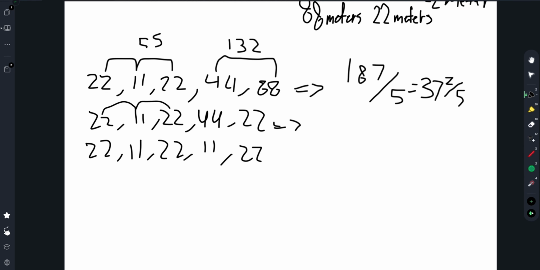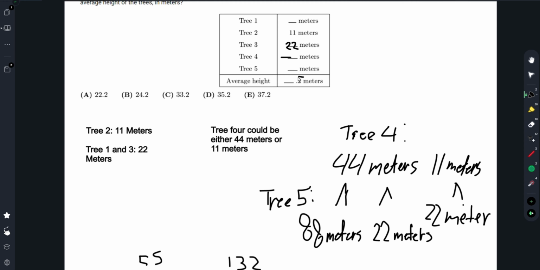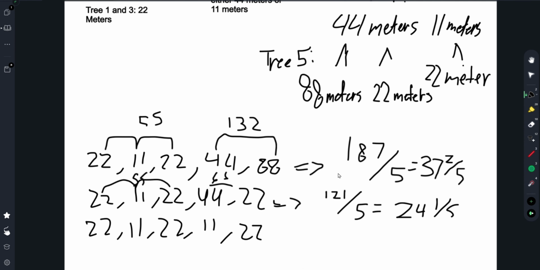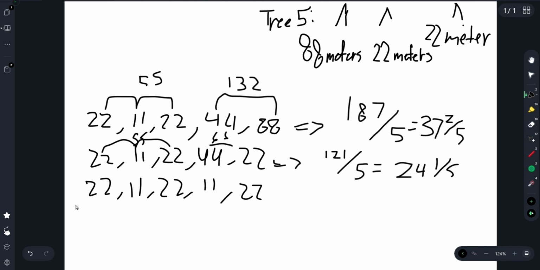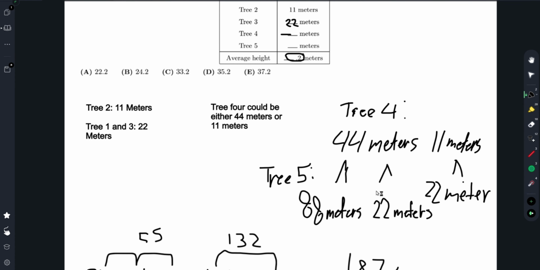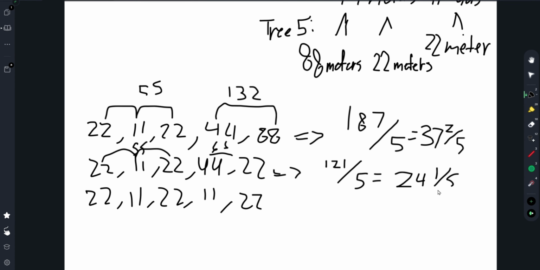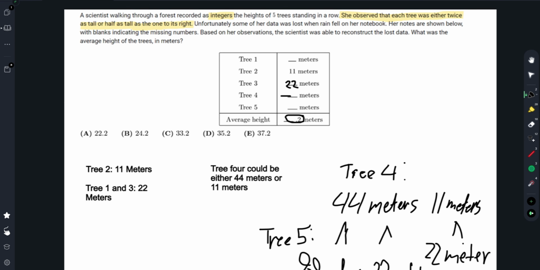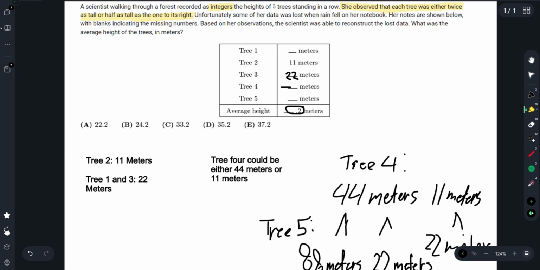So the sum of these, again, is 55. This sums to be 66. So the total sum would be 121. And take this over 5 to get 24 and 1/5. And we know 1/5 is 0.2, so it would satisfy that. And we could test for the last one, but we found our answer. And so it leads us to get 24.2, which is answer choice B.